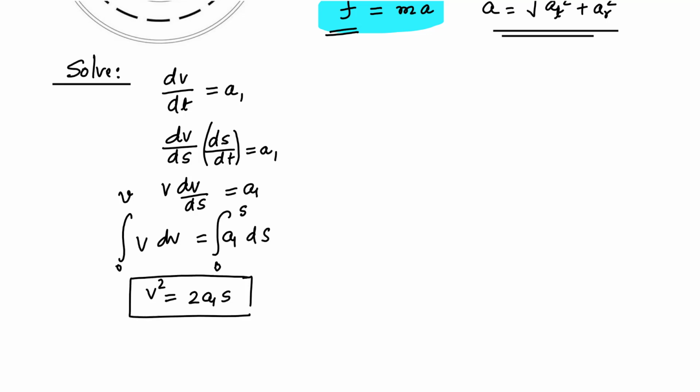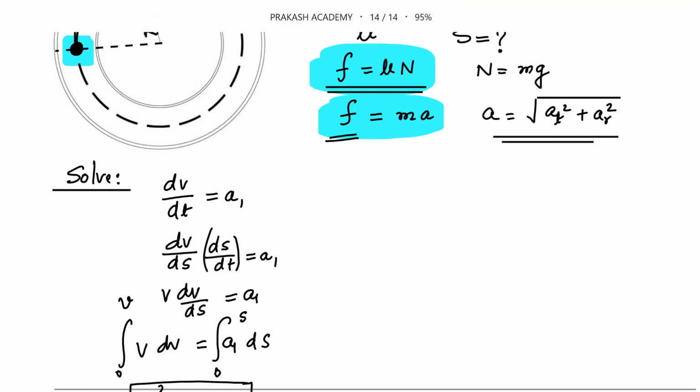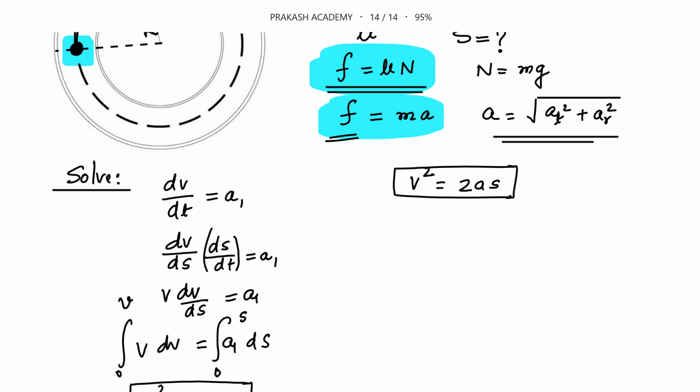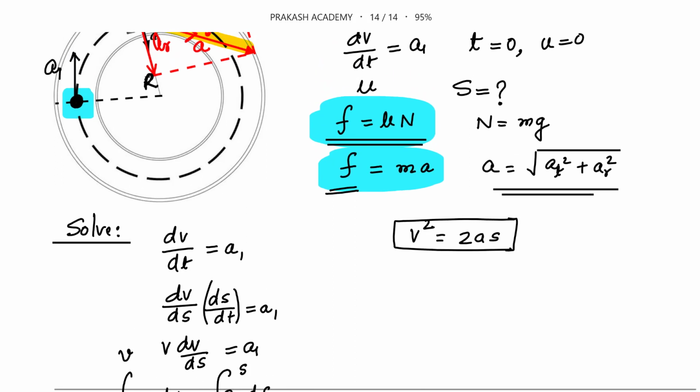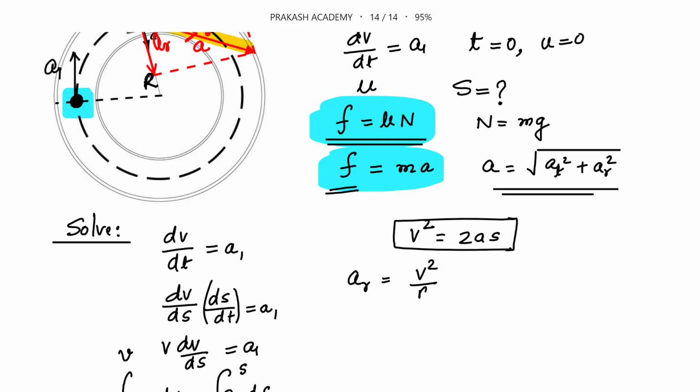So now I know what the velocity is. I will use this velocity, that is 2a1s, to calculate the radial acceleration. So what will be the radial acceleration? If you remember, radial acceleration is nothing but v square by r. And v square in this case is 2a1s, divided by r, this is the radial acceleration. What is the tangential acceleration? This is given, a1.